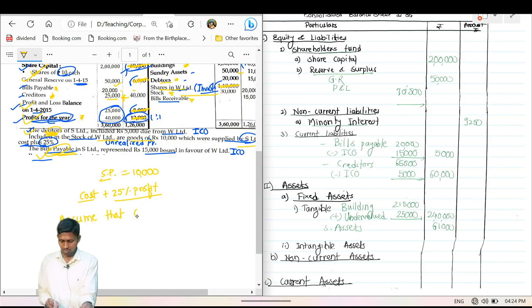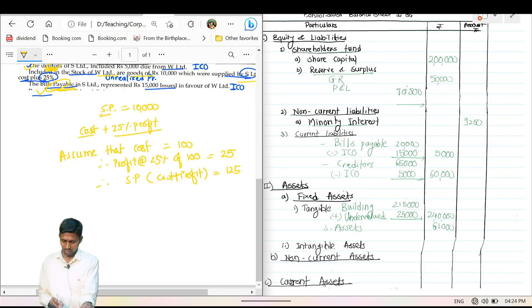Assume that cost is equal to 100, therefore profit at 25% of 100 is equal to 25, therefore sales price, cost plus profit, you know this formula, sales price is equal to cost plus profit, 125. Okay, then in a simple equation form we'll write cost plus profit is equal to sales price. Below profit write profit, then below cost write cost 100, and sales price 125. This is our assumption line.